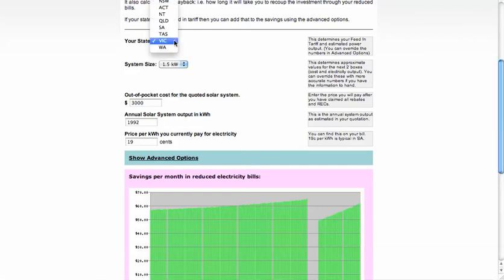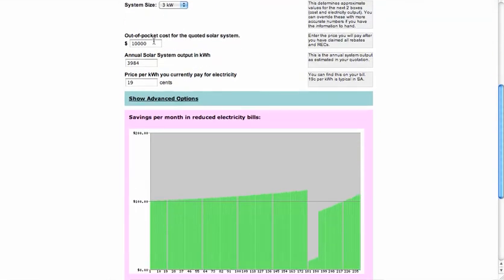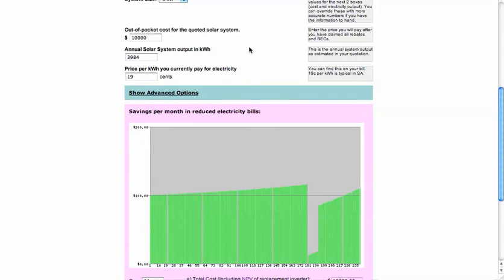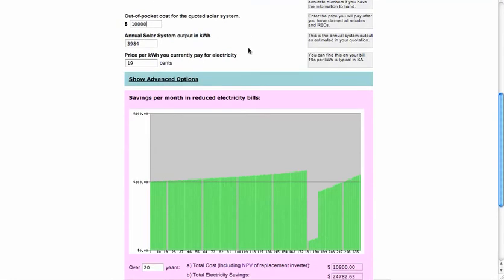Let's say we live in Victoria. Let's say we're looking at a 3 kilowatt system, fairly big system. Let's say we've been quoted a nice round $10,000 out of pocket for the solar system. That's the cost after all the rebates have been handled by the installer. A 3 kilowatt system in Melbourne will give you about 4,000 kilowatt hours a year in electricity. Again, that number should be on your quotation. If it's not, chuck it in the bin and go find another installer, because that's a fairly important part of the quotation. The price you pay for electricity, 19 cents is about right.